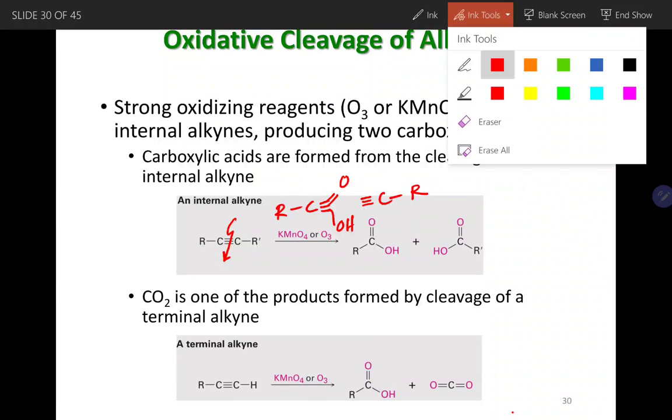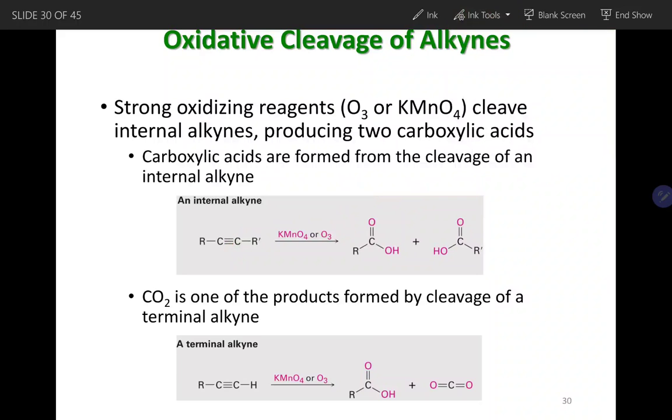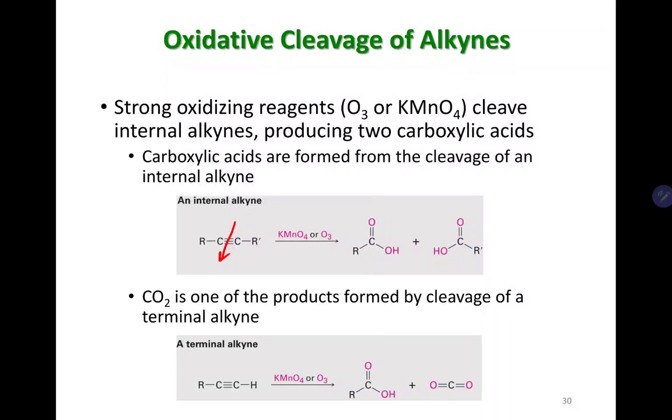So in these reactions, you will cut through the carbon-carbon triple bond, and then each carbon will get a carbonyl group, and the other bond will be attached to an OH. So basically you will get two carboxylic acid groups.